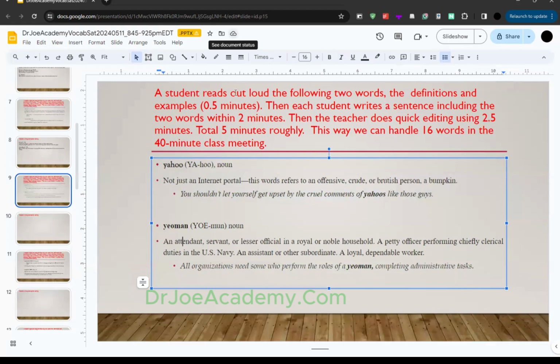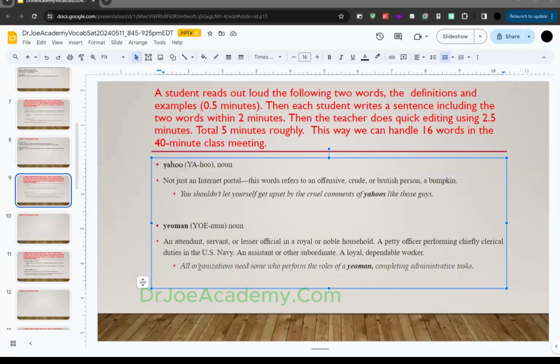Our next word is the word yeoman. So, Alina, do you want to read the definition and example sentence for this word? Yeoman, noun: an attendant servant or lesser official in a royal or noble household; a petty officer performing chiefly clerical duties in the U.S. Navy; an assistant or other subordinate; a loyal, dependable worker. Organizations need someone to perform the roles of a yeoman, completing administrative tasks.